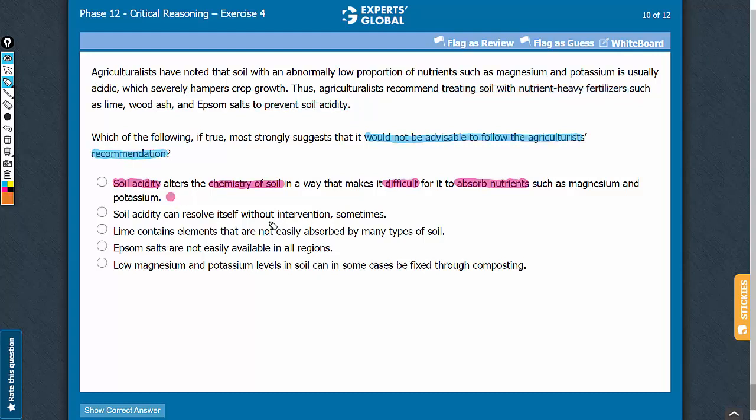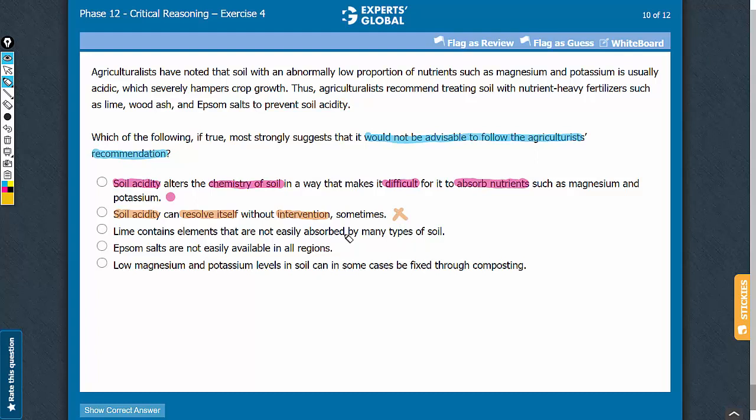Answer choice B. This answer choice says that soil acidity can resolve itself without intervention. This piece of information talks about soil acidity after soil becomes acidic, whereas the argument is concerned with preventing soil acidity, which means it is concerned with something that happens before the soil becomes acidic. So this answer choice simply adds information and does not weaken the conclusion. So let's eliminate this answer choice.